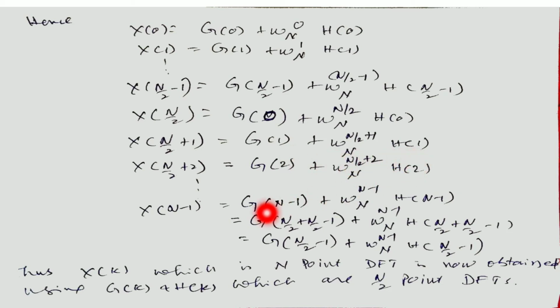In this way, we are able to write the last term, that is x of n minus 1 is equal to g of n minus 1 plus wn power n minus 1 h of n minus 1. But g of n minus 1 can also be written as g of n by 2 plus n by 2 minus 1 plus wn power n minus 1 h of n by 2 plus n by 2 minus 1. But g of n by 2 plus n by 2 minus 1 is same as g of n by 2 minus 1, and similarly the second term here is nothing but h of n by 2 minus 1. Therefore, x of k, which is n point DFT, is now expressed in terms of g of k and h of k, which are n by 2 point DFTs.